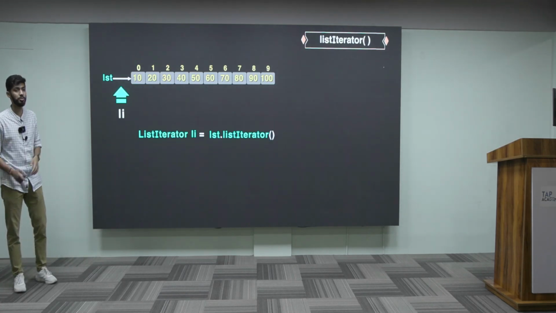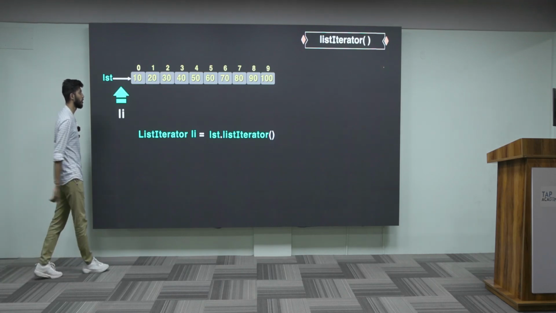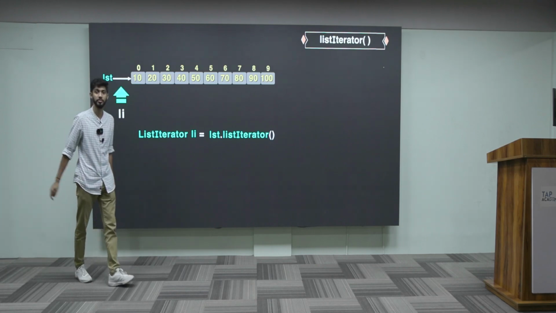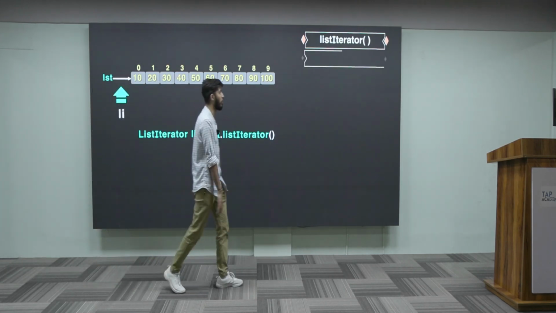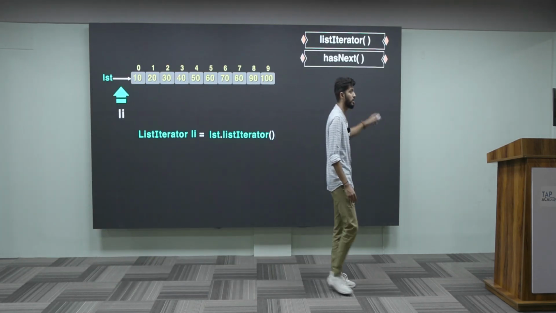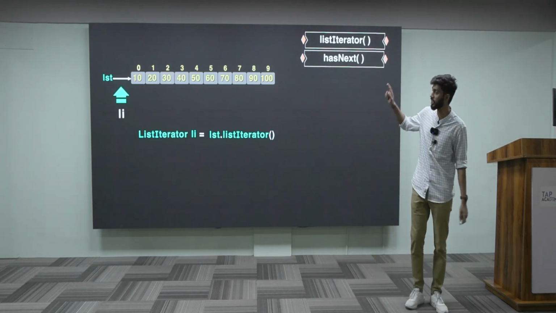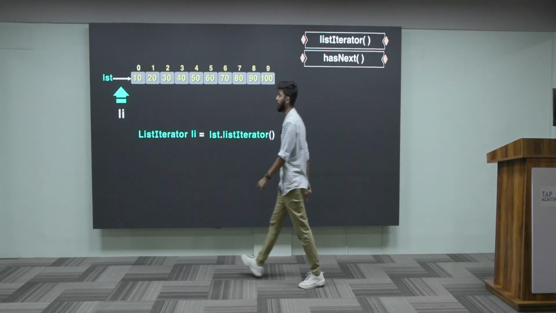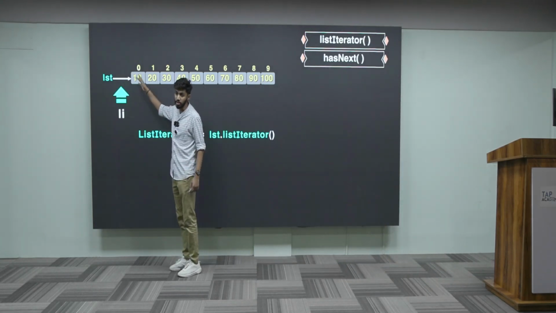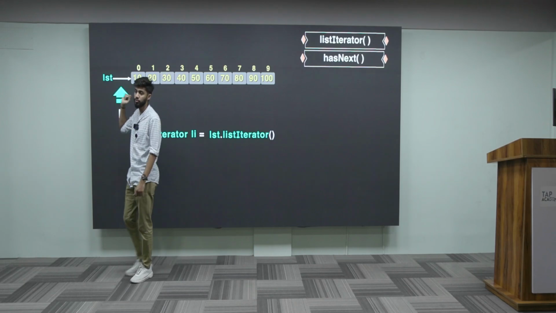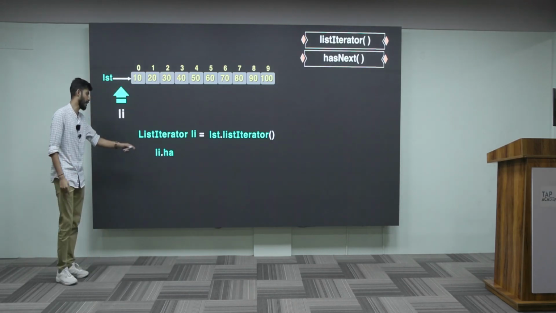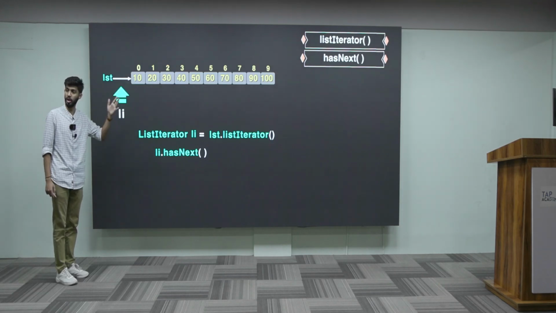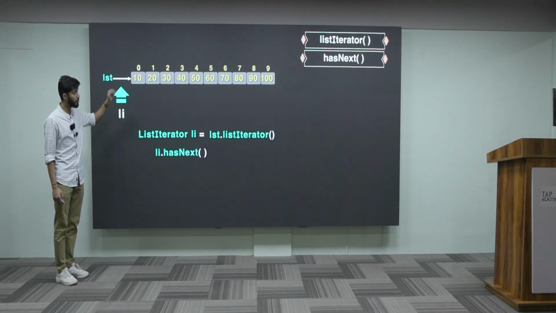Once I am done with this, what I want to do is check whether there is a next element. What is the method? Whatever you saw in iterator, the same method. What is the method name? hasNext. hasNext will say whether there is a next element or not. If there is a next element, it returns true. If there is no next element, it returns false. How do I call it? Li dot hasNext. If there is an element, it returns true. No element, returns false.